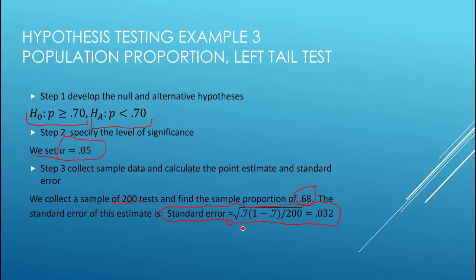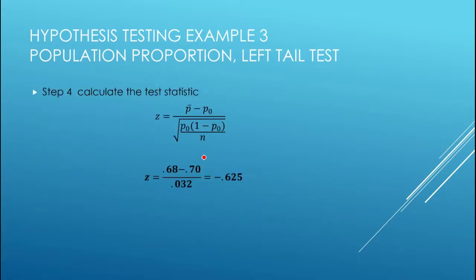The only thing I will point out here is that when I calculate the standard error of the estimate, it's the 0.7, the value of p under the null hypothesis, that belongs in the calculation of the standard error of the estimate, not the 0.68. And that's because we're concerned with the distribution of the test statistic when the null hypothesis holds. So we put the 0.7 in there, not the 0.68. You can see that in this formula, where it's the hypothesized value p naught that belongs in the calculation of the standard error of the estimate.